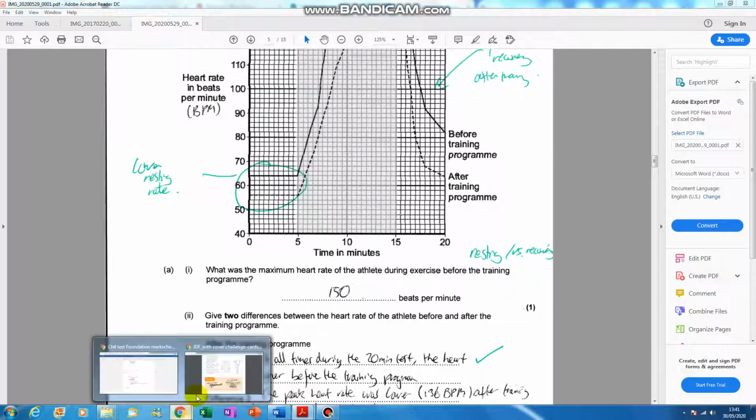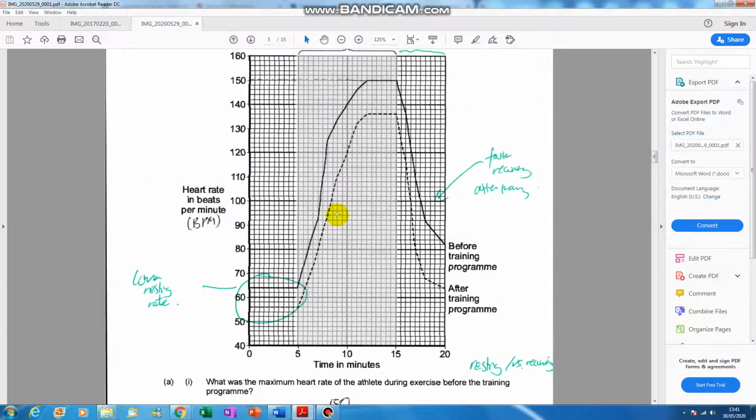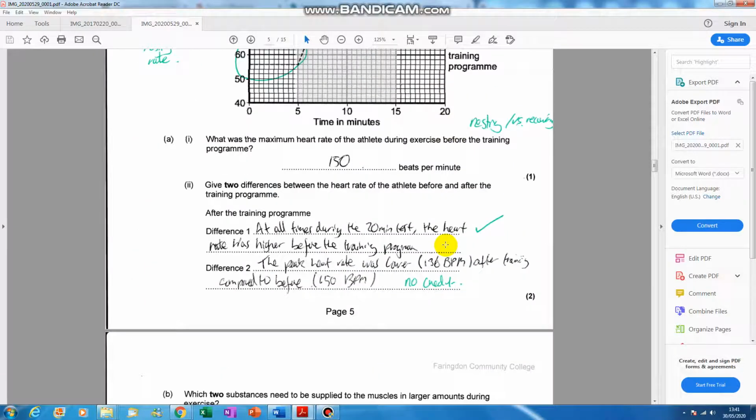Other things. Lower rates during exercise, and the recovery recovers faster after exercise. So let's check on those things. So you can see that the heart rate in beats per minute is lower, and the dotted line, which is after the training program was completed, and you can see that the person's heart rate in the recovery zone goes back to somewhere near the resting heart rate faster, at a greater rate than it did before the training program.